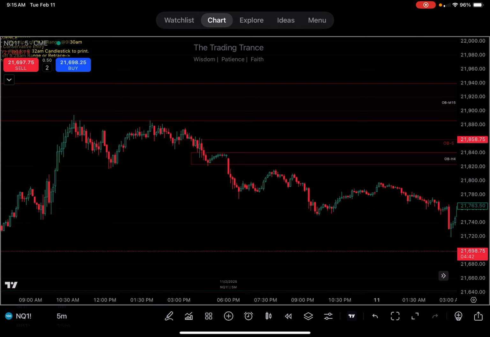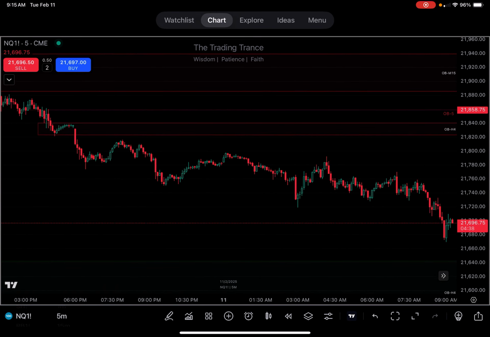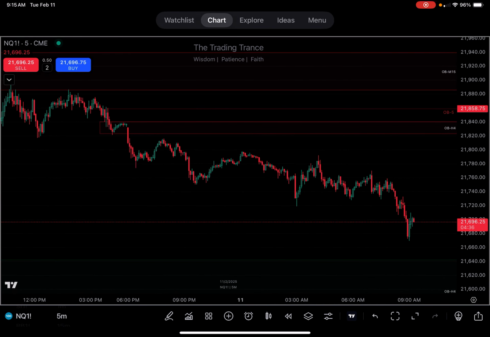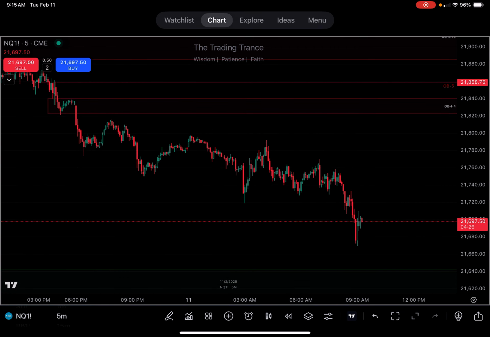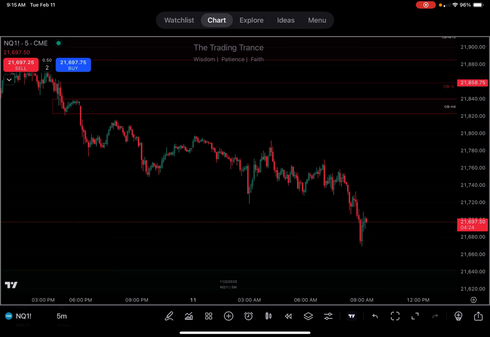See how that goes. Okay, so now there's so many different areas for these OBs right now on the 5 minute chart, and I don't want to have all these lines and stuff. I'm trying to see where price would probably go to.